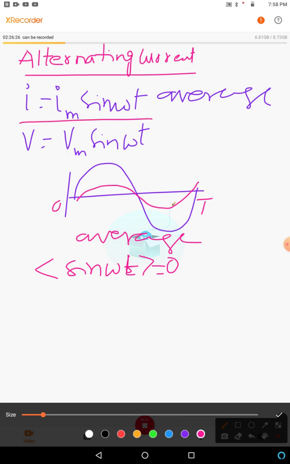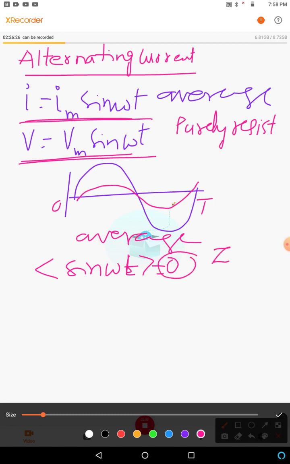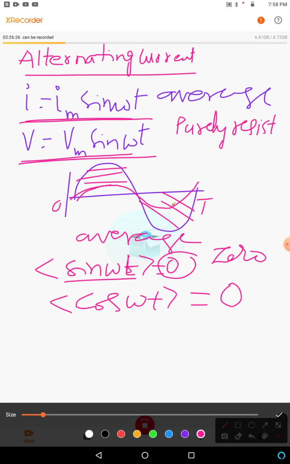So for a purely resistive circuit, the average value of alternating current and the average value of alternating voltage is 0. The positive value is followed by a negative value, so the average value is 0, because the average value of a sine function or of a cos function is 0. This is trigonometry. Since current varies like a sine function and voltage varies like a sine function, the average value of alternating current and alternating voltage for a purely resistive circuit is 0.